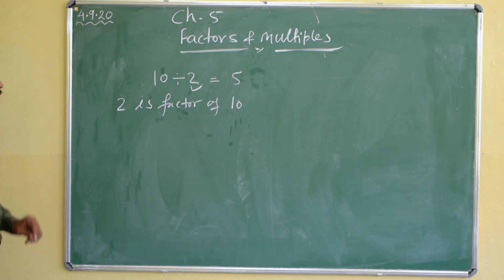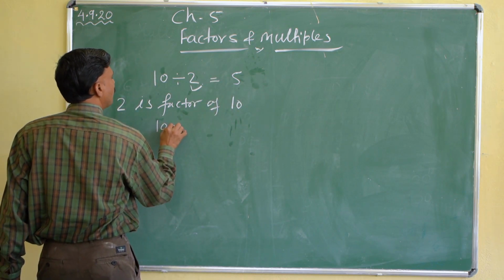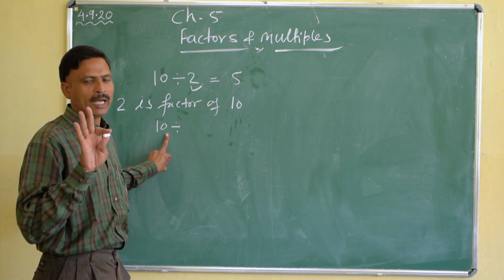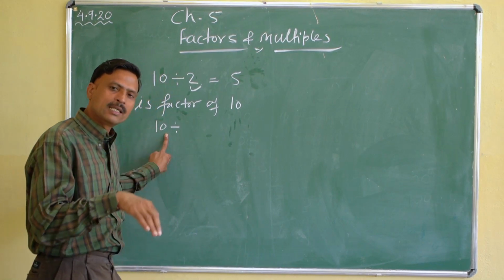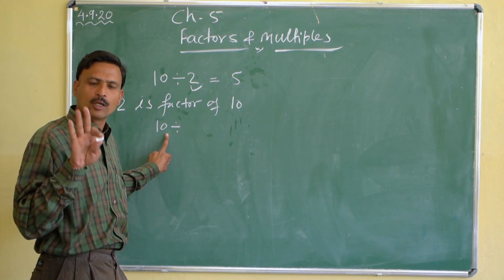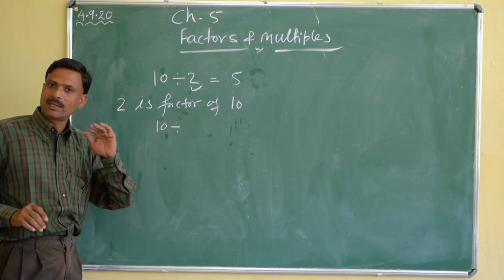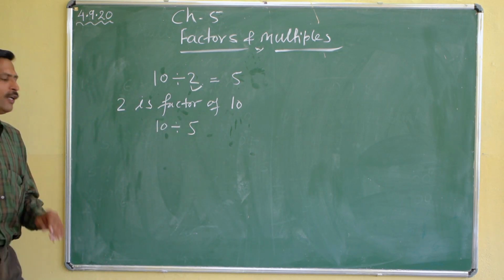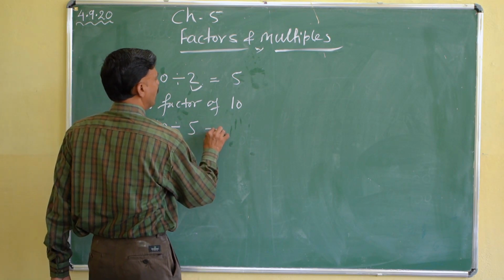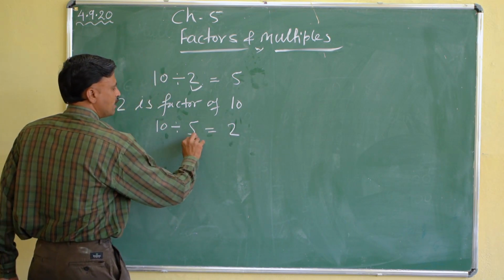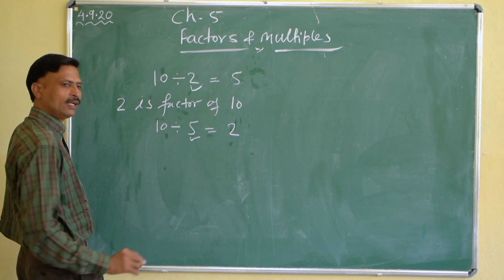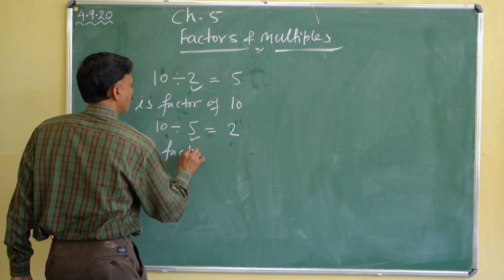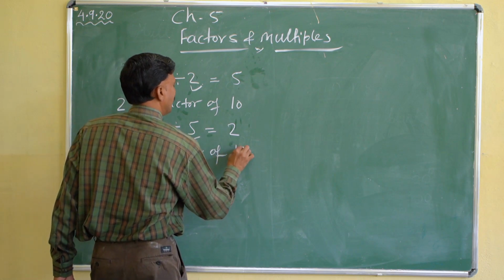Got it? Similarly, 10 is also divisible by which number? Is it divisible by 3? No, 10 is not divisible by 3. Is it divisible by 4? No, it is not divisible by 4 also. But it is divisible by 5. So when you divide 10 by 5, you will get 2. What does it mean? 5 is also a factor of 10.